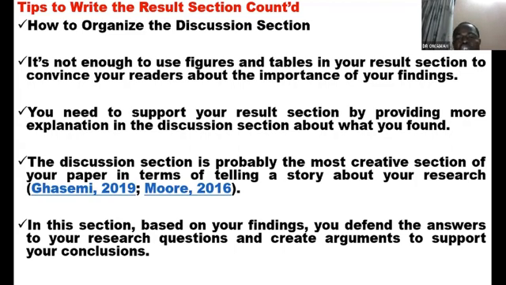The discussion section is probably the most creative section of your paper in terms of telling a story about your result. You need to tell the story because that's the only time that your ingenuity comes on board. That's the only time that your capacity and maturity in writing is brought to bear. So you must be very careful about it. You must be logical. You must write in a very succinct manner. And then you must be creative also.